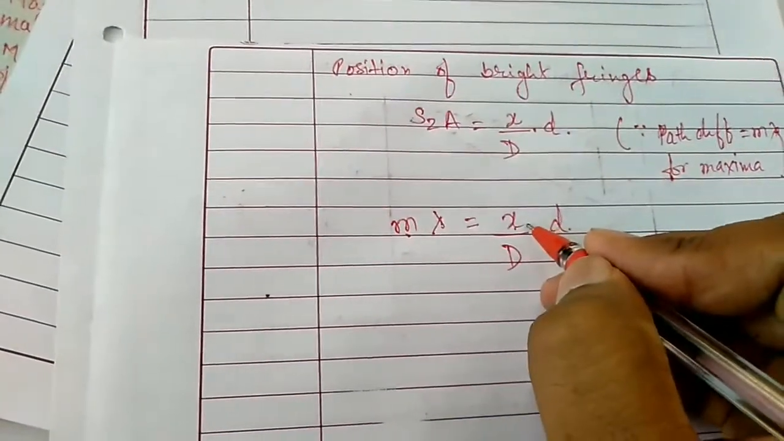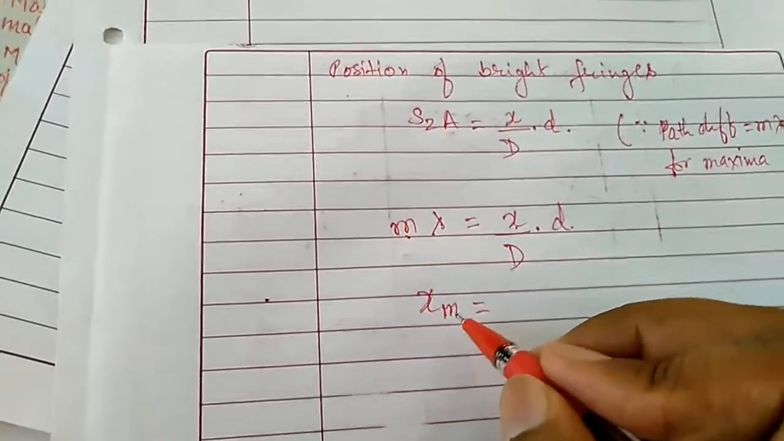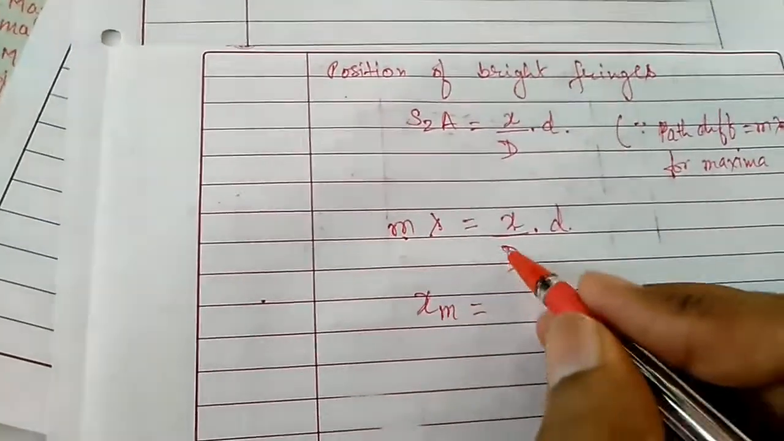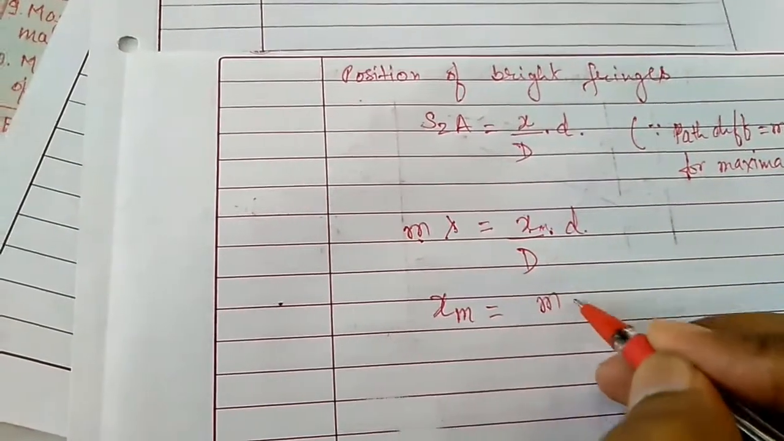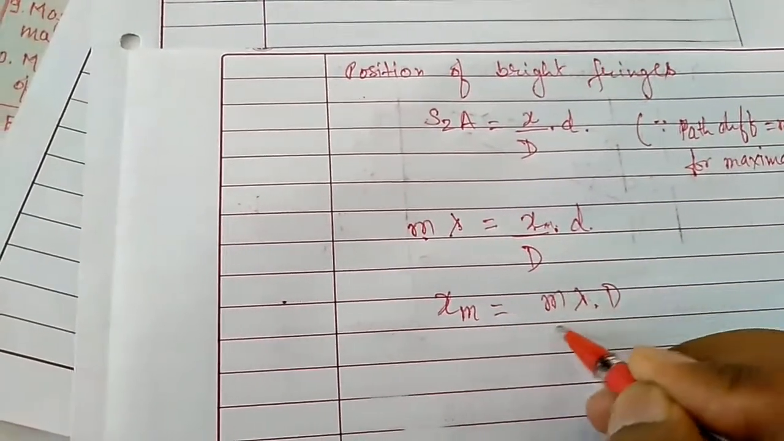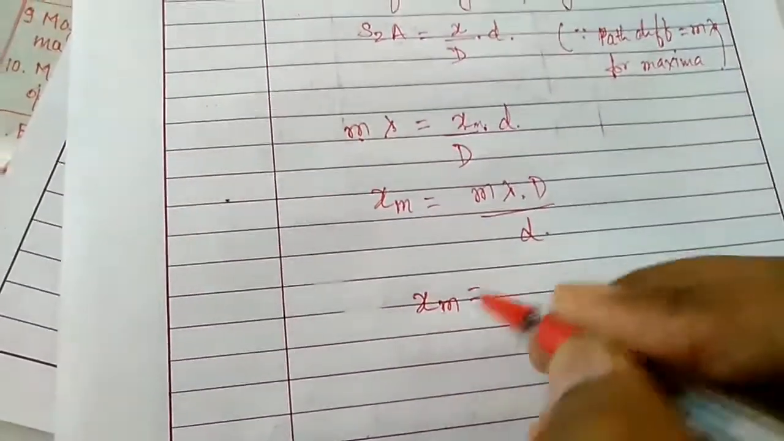So I'm writing here, instead of x, xm. xm means first, second, third, fourth. So I'm showing xm here also. So you can say m lambda capital D upon small d. So simply what you can say, xm, the position, this is what?